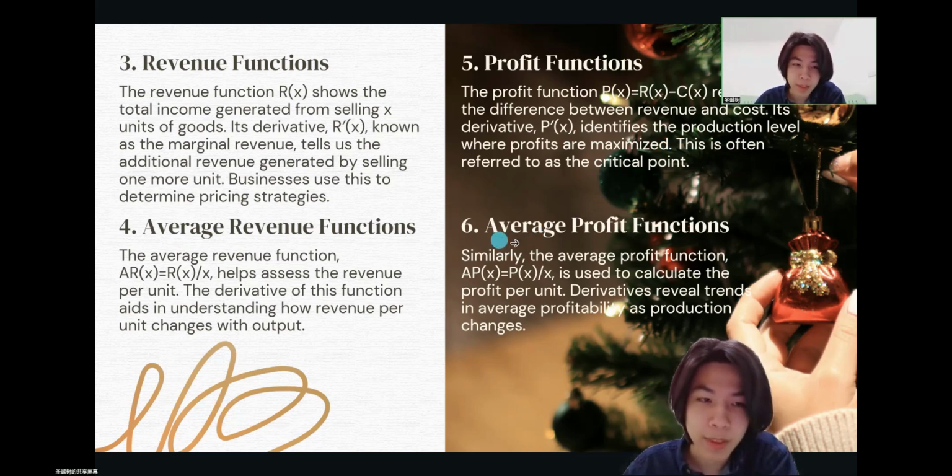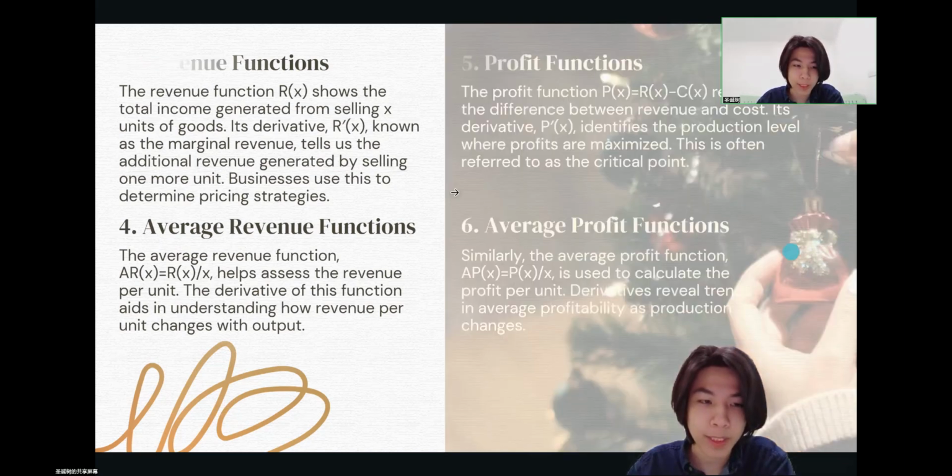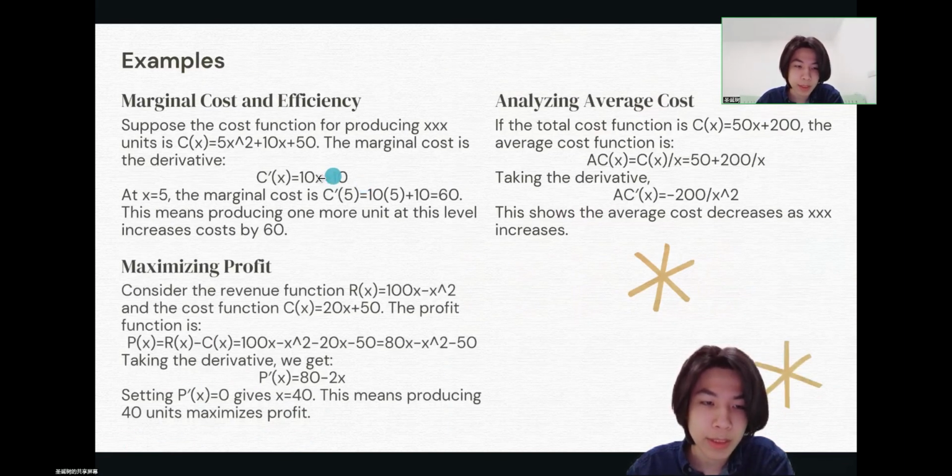The sixth one is average profit function. Similarly, the average profit function, average profit of x, equals profit of x divided by x. This is used to calculate the profit per unit. The derivatives reveal trends in average profitability as production changes. And now let us look at three examples to illustrate this concept.